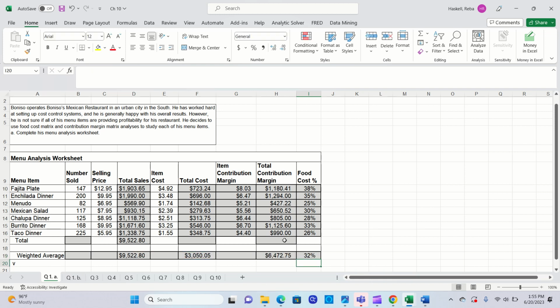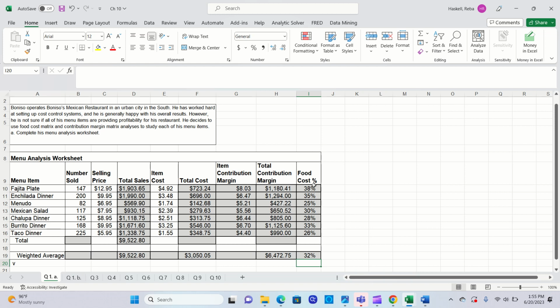We can see in this week, when he sold 147 fajita plates, 200 enchilada dinners, 82 menudo, 225 taco dinners, his food cost averages out to about 32%. There are menu items here that come in at 38%, and some that come in at 26%. Now, which one do you think he wants to sell?